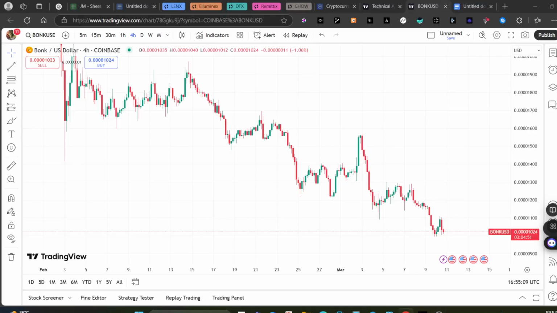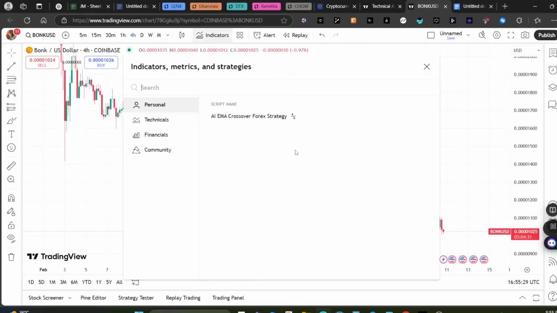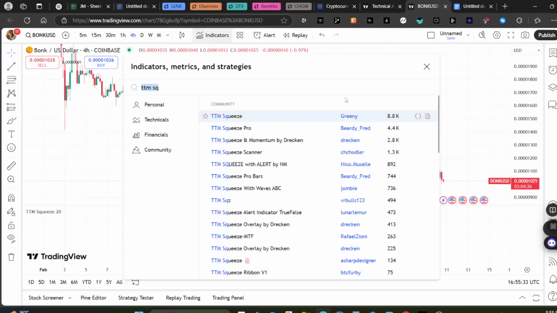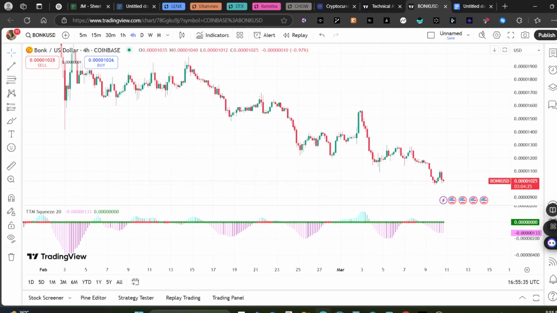Hello traders, today in this video we are going to be diving into a powerful momentum tool that can help you spot breakout moves before they happen. The indicator we're going to be looking at is the TTM Squeeze Indicator.